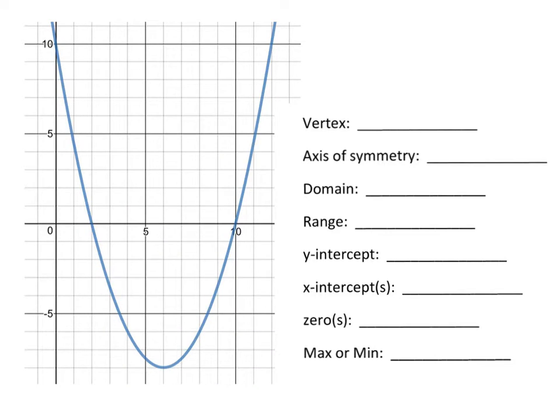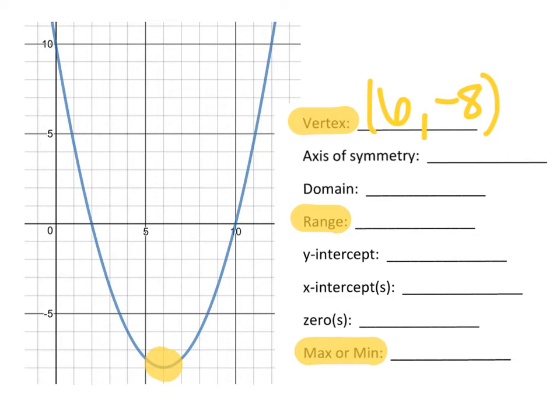And our last graph, we first of all need to identify my vertex as before. So my vertex is all the way down here at the bottom. That's going to help me find my range. It's going to help me find my maximum or minimum. Well, my vertex is going to be at 6, negative 1, 2, 3, 4, 5, 6, 7, 8. So it's going to be at the ordered pair 6, negative 8.